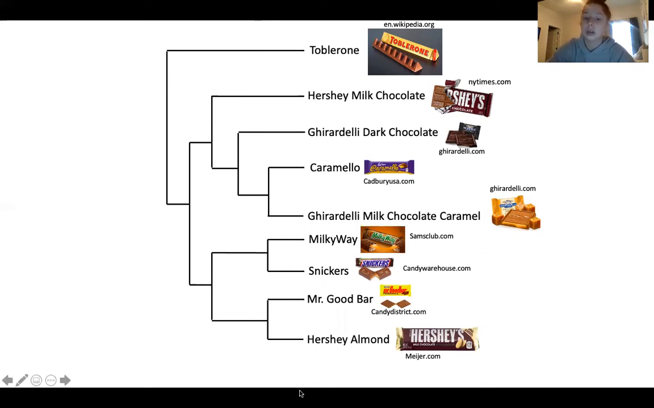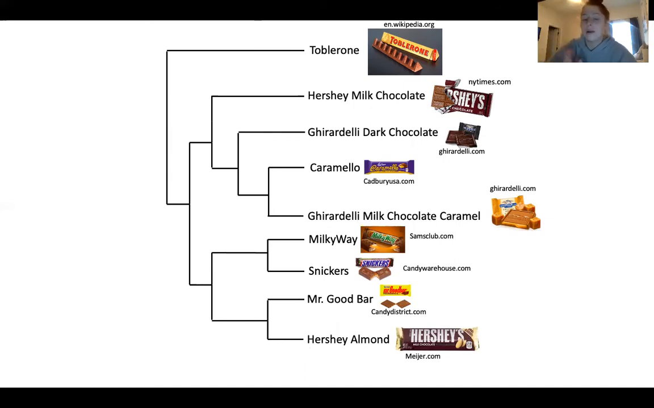related to one another. So Mr. Goodbar and Hershey's almond are related to each other because they both are milk chocolate with a type of nut in it. Snickers and Milky Way are related because they are clearly nougat, milk chocolate, and caramel.